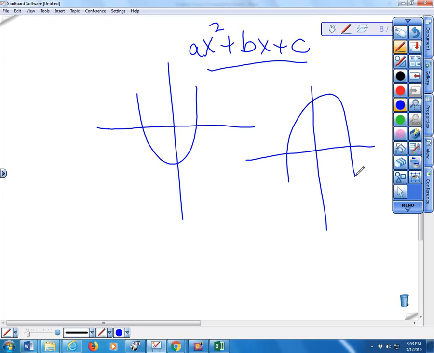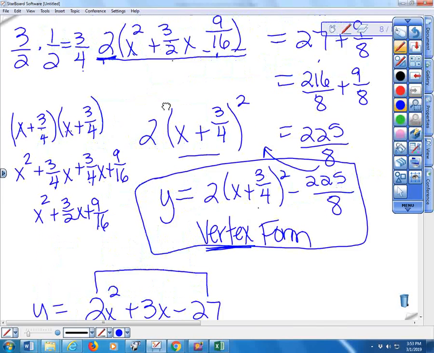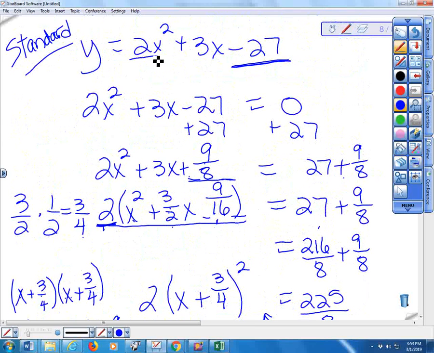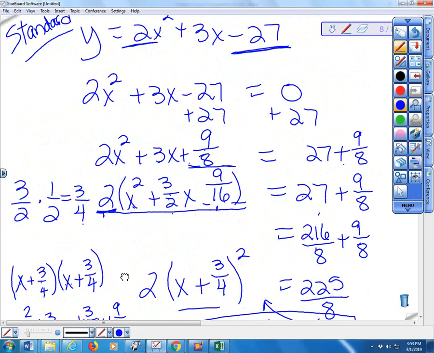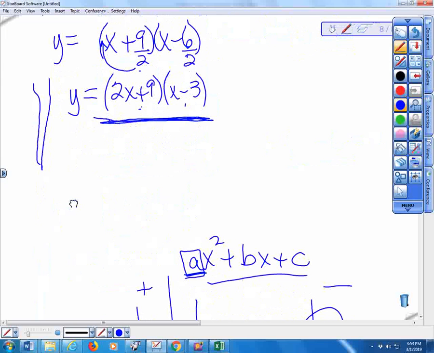Now, the way I can tell whether it opens up or down is the leading coefficient. The leading coefficient is the coefficient in front of the term with the highest exponent. In this case, the exponent's 2, so the leading coefficient. I'm looking at the sign of this leading coefficient. If it's positive, it opens up. If it's negative, it opens down. Well, if I look at my problem, my leading coefficient's +2. So for letter B, I know that the parabola opens up because the leading coefficient is positive.